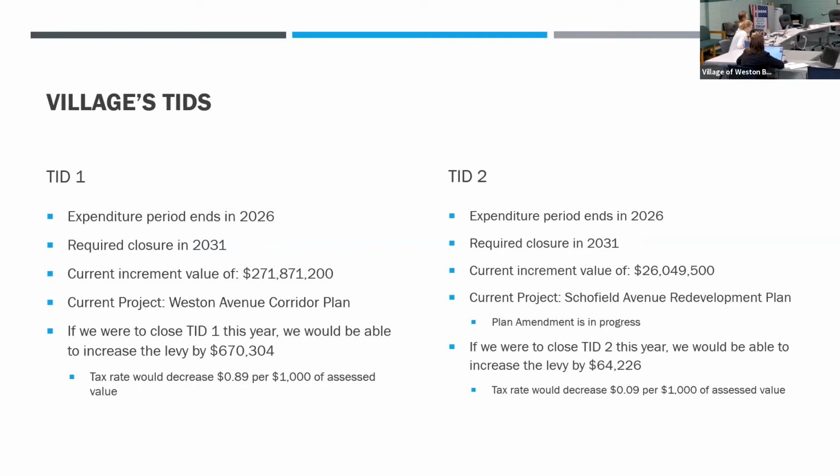So the result of the TID is that taxes are going down and we get to raise our levy. So we have more money that we're able to put towards services, and it's also spread out across more, so it's less expensive for the other taxpayers.